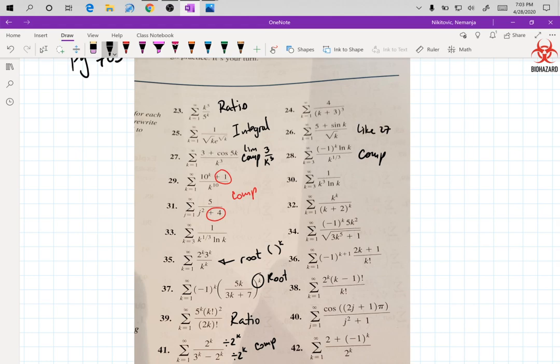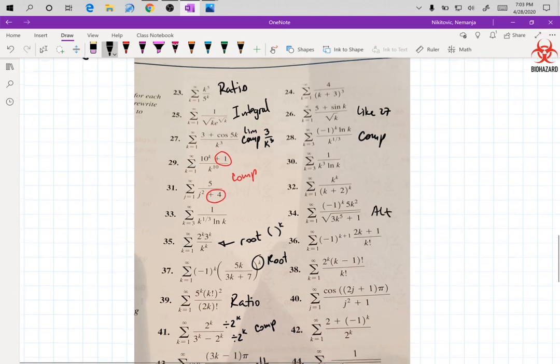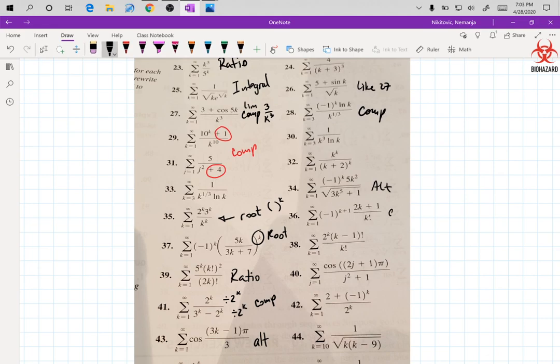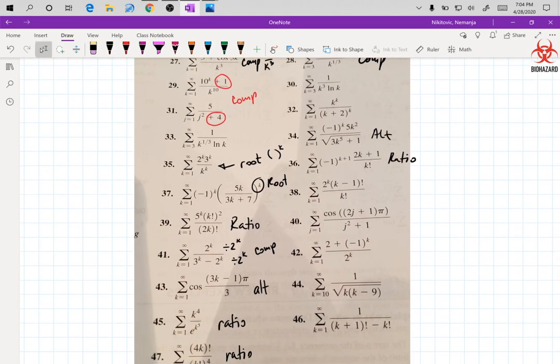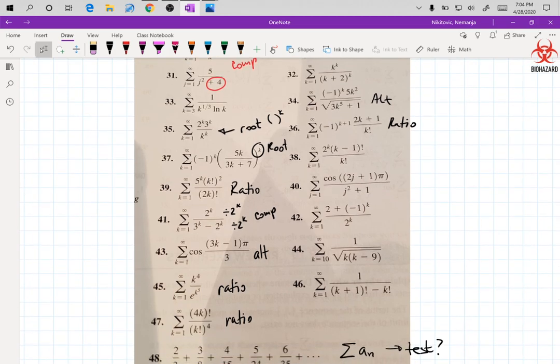Like 27. Here's your alternating. Another alternating. Oh no, sorry, ratio. There's a factorial there. And ratio will kill this in the absolute value, so we'll have to worry about that. All of the other ones are similar to what we had. Another ratio over here because it has the factorials.